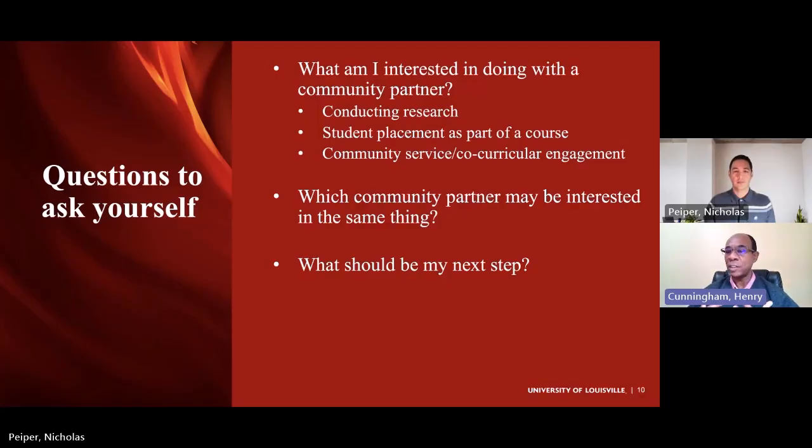And then once you've identified that, you want to think about who in the community may be able to work with you. They have a similar interest to host students, to work with students, or engage with you on a research project to find the answers to a particular question. And then once you've done that, you need to think about what should be my next step. So again, it's a quick overview of what developing a partnership should be.